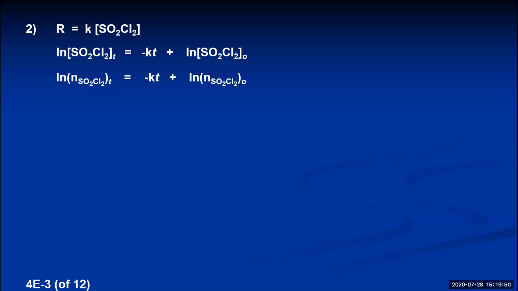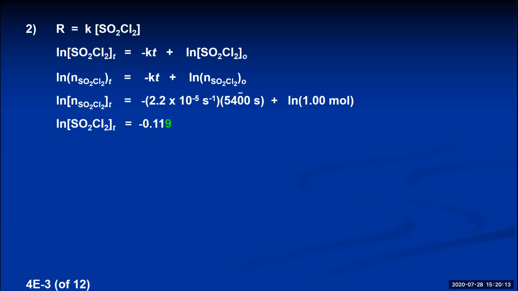So I've got all the values for the right side of my equation. The K value, 2.2 times 10 to the minus fifth seconds to the minus 1. My time switched to seconds is 5,400 seconds. And then the natural log of, and this is what I'm making up, I'm going to say initially I'm going to start with 1.00 mole of the SO2Cl2. Well, we can now solve this for the moles of SO2Cl2 at time t. And if you actually calculate everything on the right side of the equation, that becomes negative 0.119.